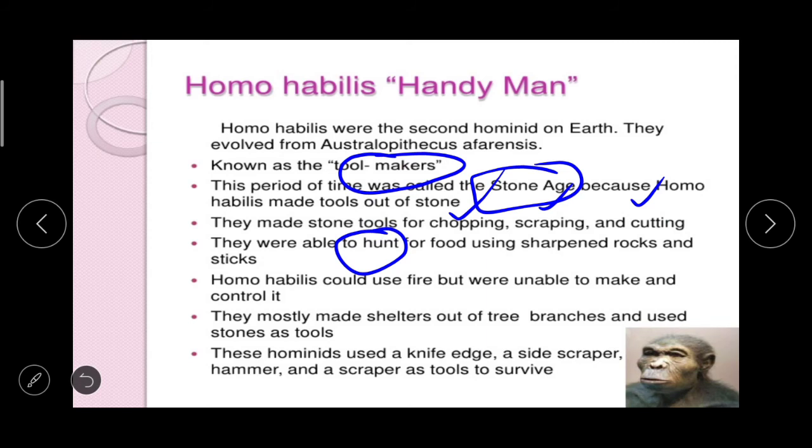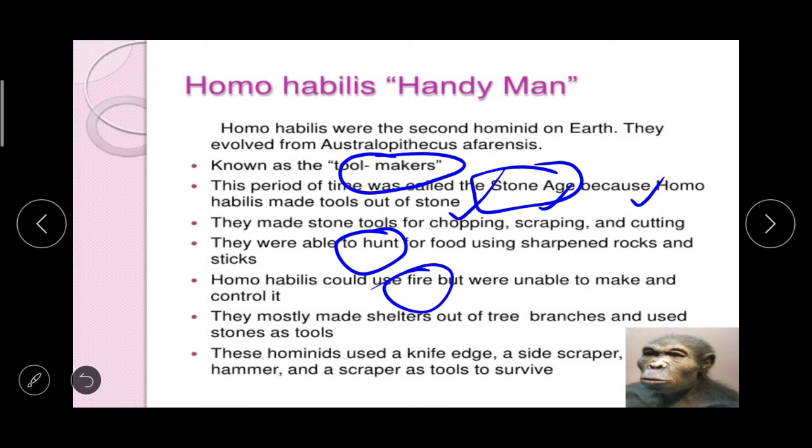Homo habilis could use fire but were unable to make and control it. This is what is very important today. We could use, like Homo habilis, फायर हम उसका यूज़ कर सकते हैं, हम फायर मेक कर सकते हैं, उसे कंट्रोल भी कर सकते हैं, लेकिन होमो हैबिलिस को ये पता नहीं था कि फायर को कंट्रोल कैसे करना है और उसे बनाना कैसा है.